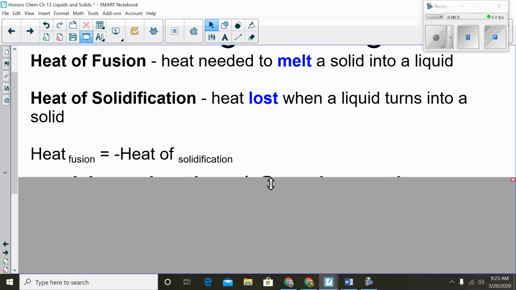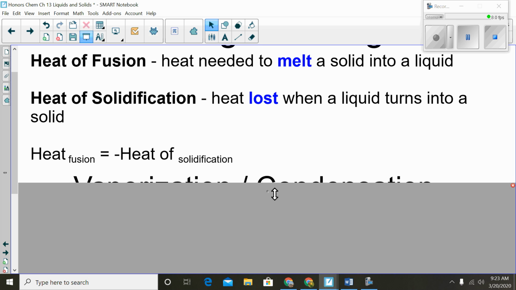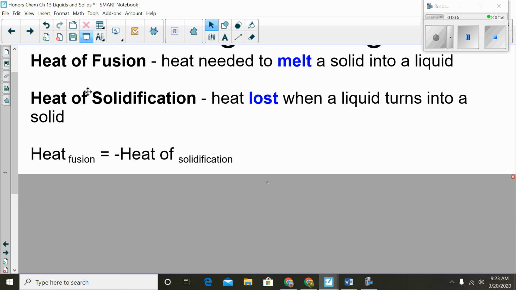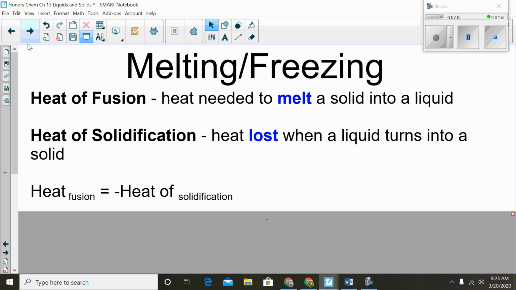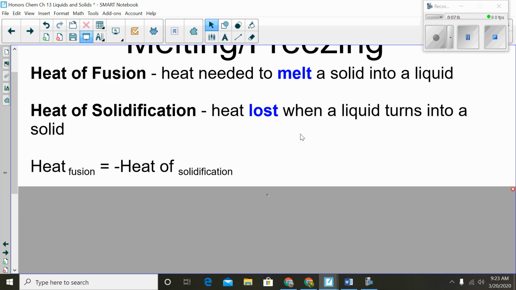These two are actually equal to each other. That's why we had those arrows over here. So they're equal. There's some energy involved in this, and that energy is going to be the same value. So it's either fusion or solidification. Just some new words that go with this.